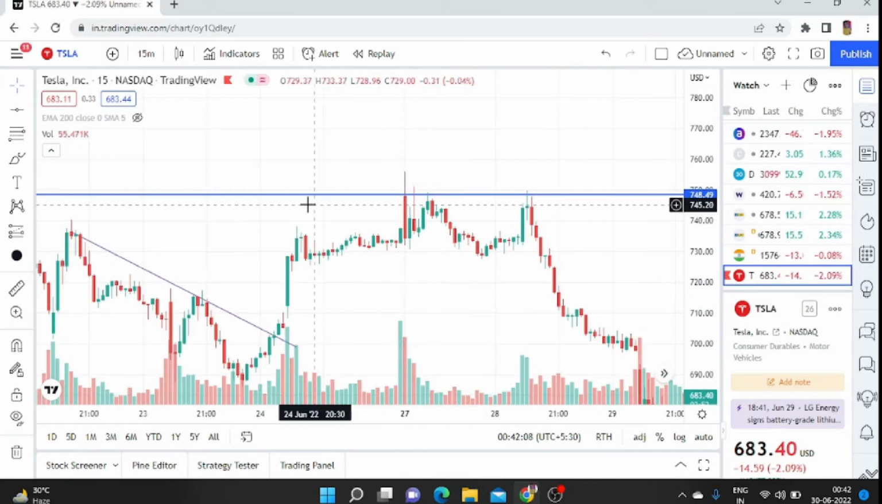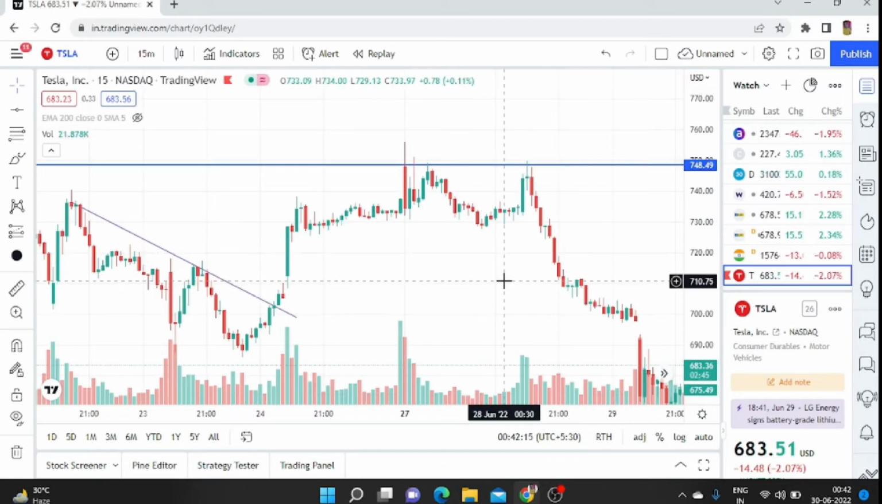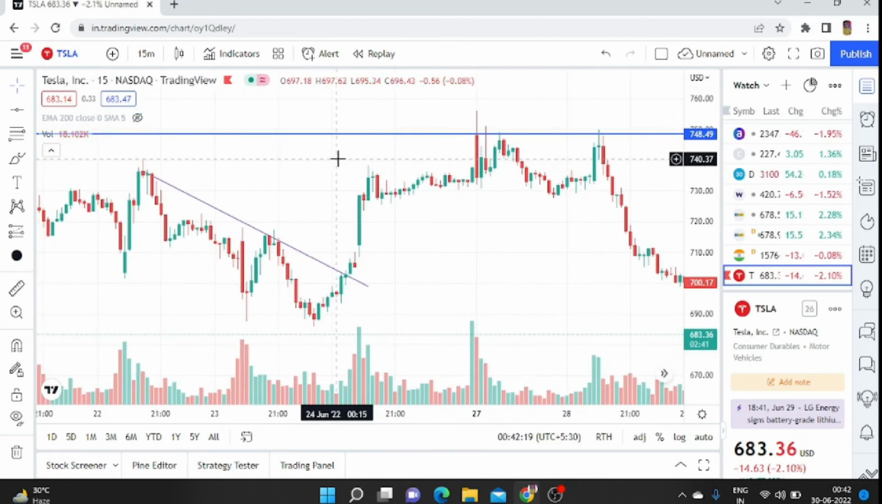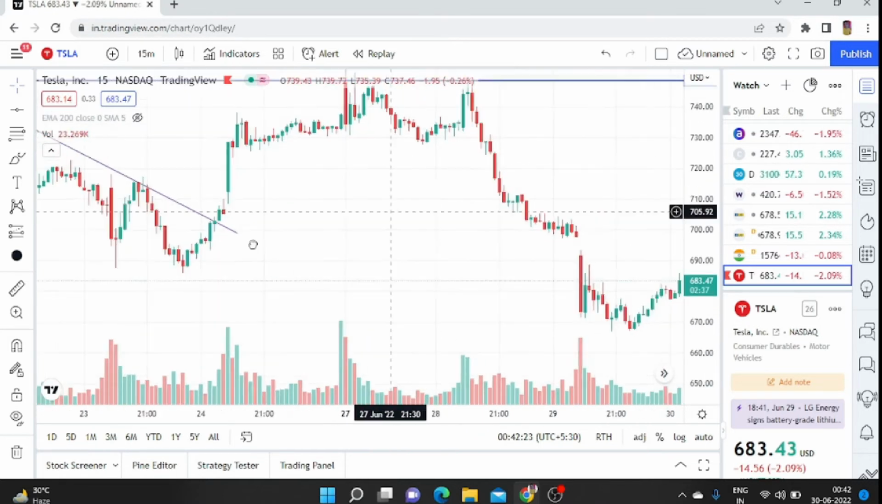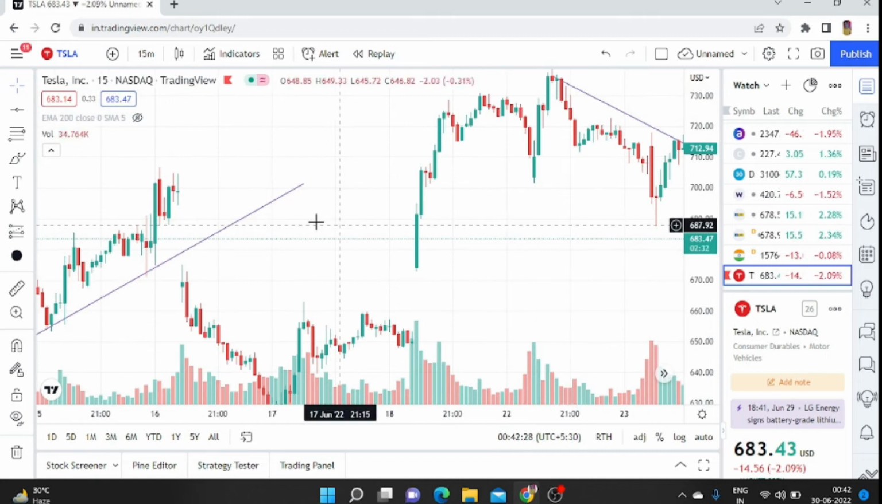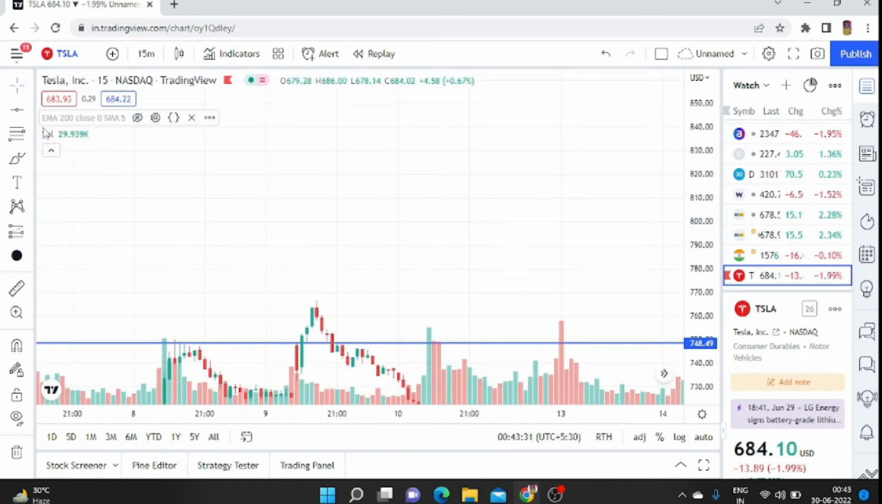So basically, 748.9 acted as a resistance for the market. So this is the resistance. I have drawn a horizontal line to understand where the resistance is, so I can remember. So let me move on to the next tool that we have.